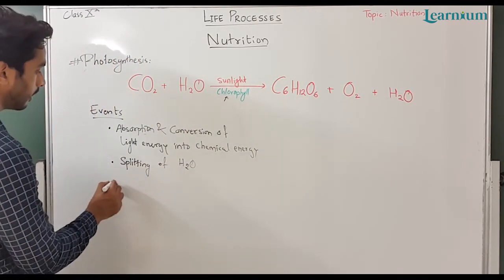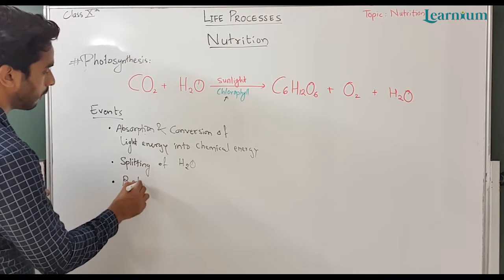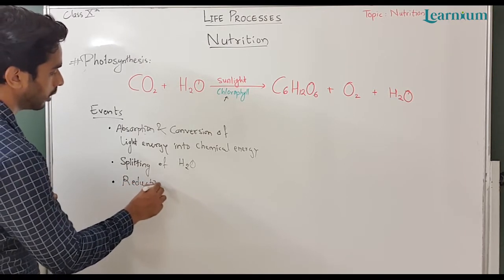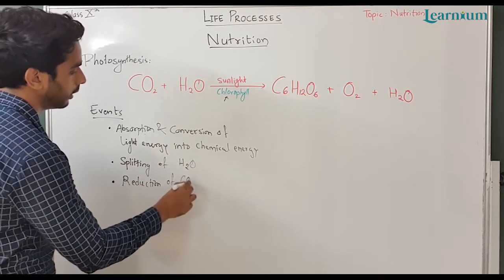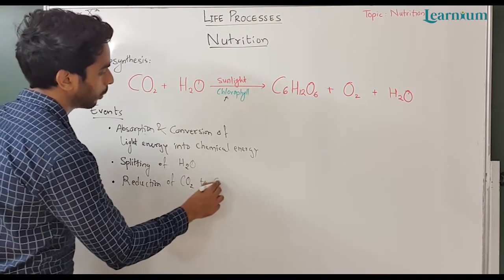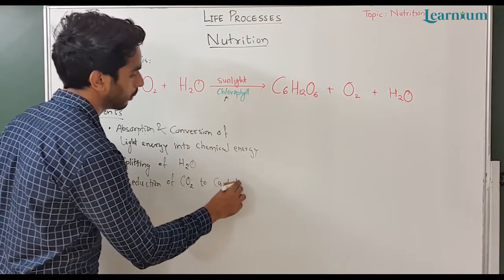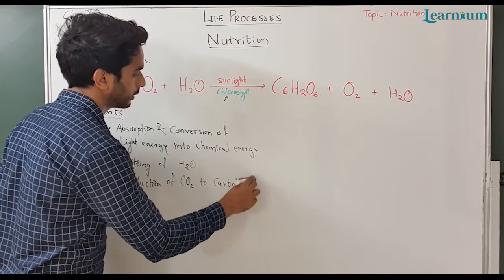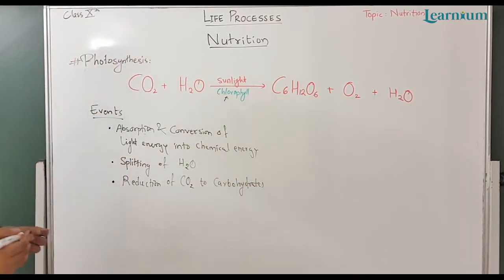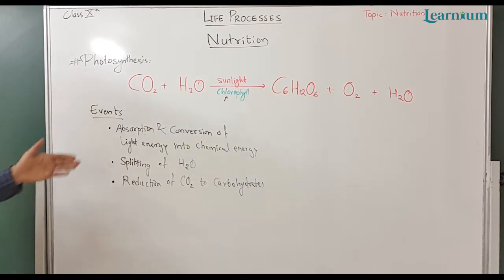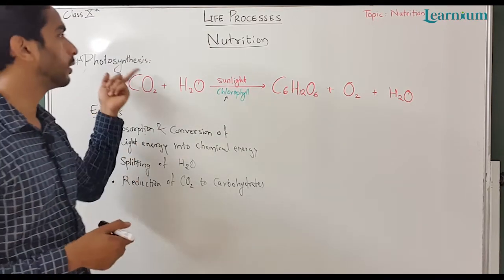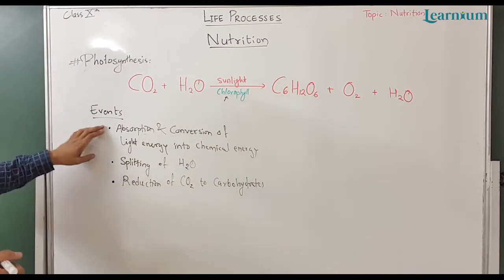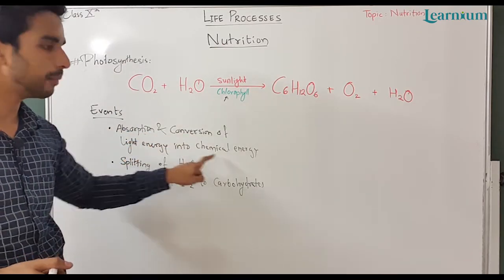Then third is the reduction of carbon dioxide to carbohydrates. So these are the three steps or three events which occur in the process of photosynthesis. First is absorption and conversion of light energy into chemical energy.